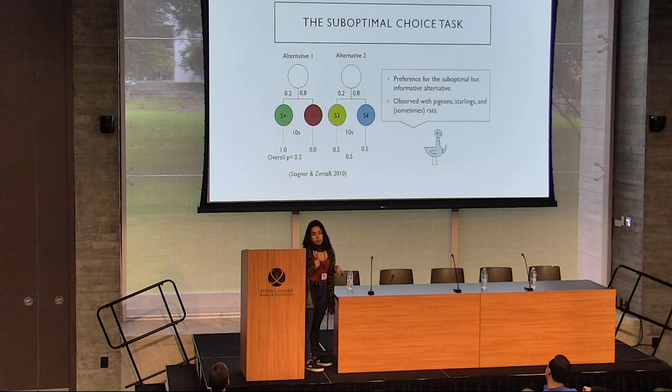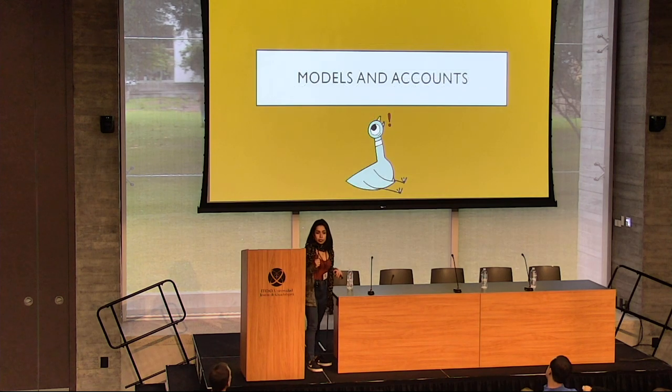So as you noticed before, this phenomenon is quite reliable. We observe it with a lot of conditions, and it's been observed with pigeons, mainly, starlings too, and sometimes with rats. So what everyone wonders is why the animals are doing this, why they are choosing this suboptimal but informative alternative.